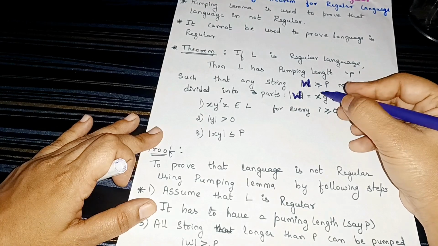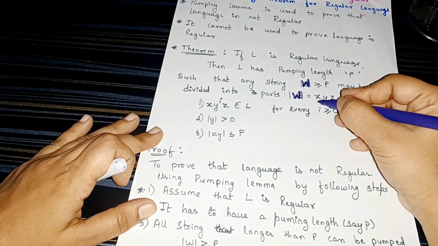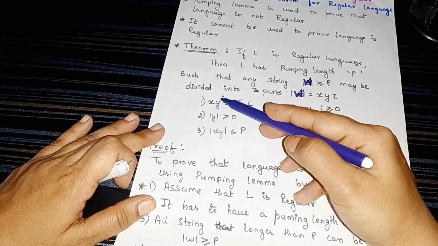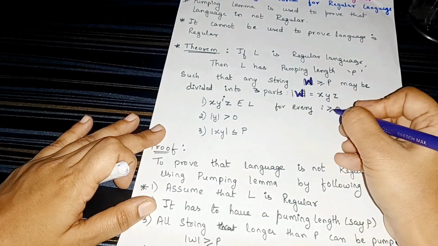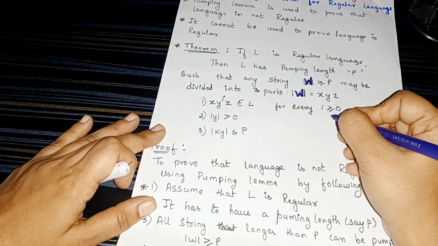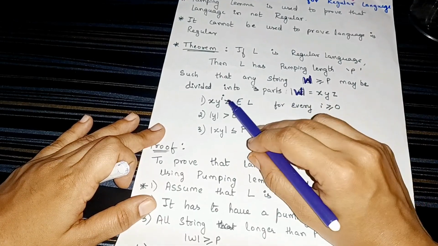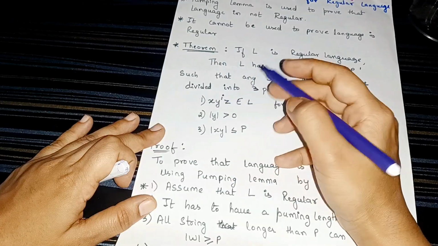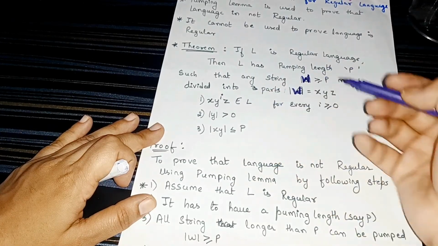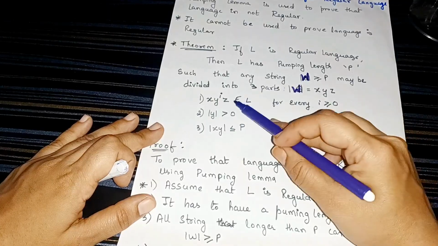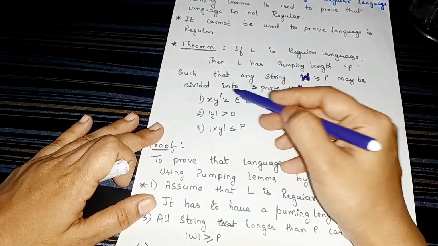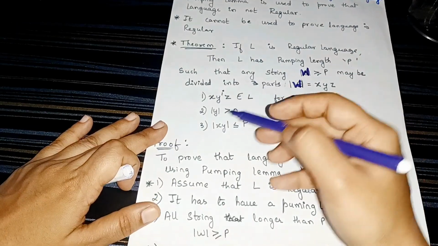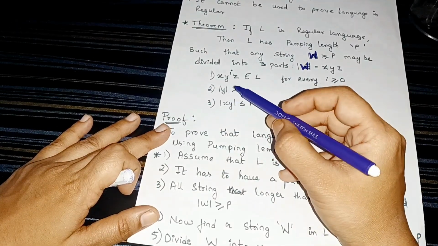We have to choose a string which can be divided into X, Y, Z, where X Y raised to power i Z, with i being any integer value from 0 to n, belongs to the language. But for some i, this language doesn't suit, that is, this X Y^i Z does not belong to the language for some i value. We'll see how in examples.